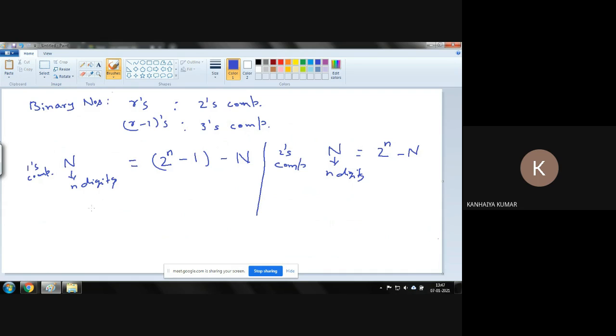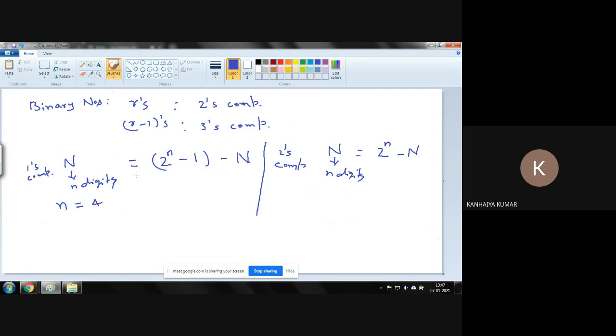So we have a number. Let's have our number n. So we are using 4 digits. So small n is equal to 4. We are talking about a small n.